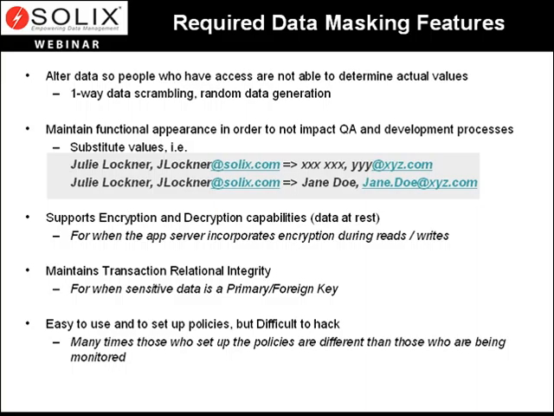So when you do implement data masking, there's a couple of required features that you want to make sure are part of your project. The obvious one is you want to make sure that you alter the data so people who are doing your tests are not able to determine the actual values. One-way data scrambling, random data generation, and so on. But the other thing is that you want to make sure that you maintain functional appearance, and I mentioned this in the previous slide, but it's really to make sure that you don't impact any QA or development processes.